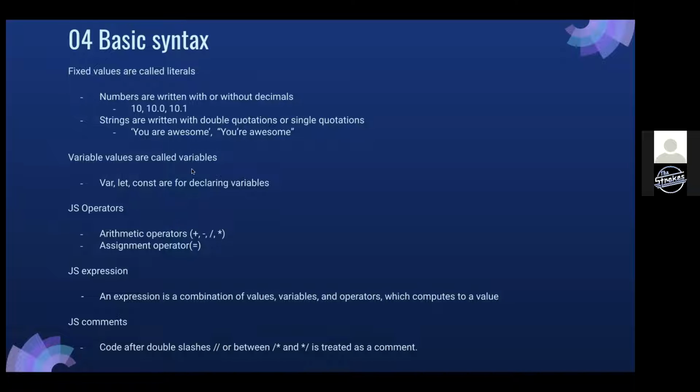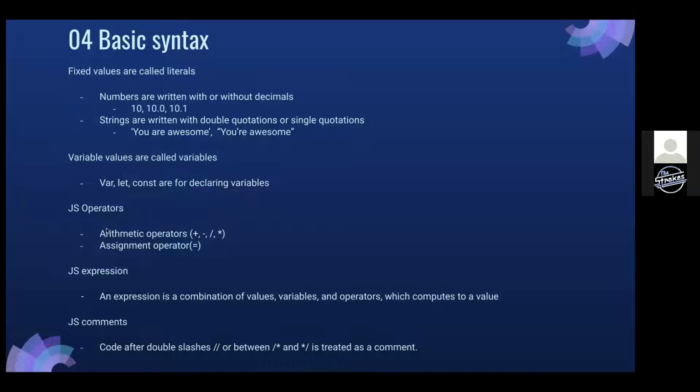Variable values are called variables, big surprise. And to declare them, there are 3 different ways: var, let, and const. I suggest looking into the differences between let and var, but it's best practice to use let, and I'll go into that a little more in the next slide.